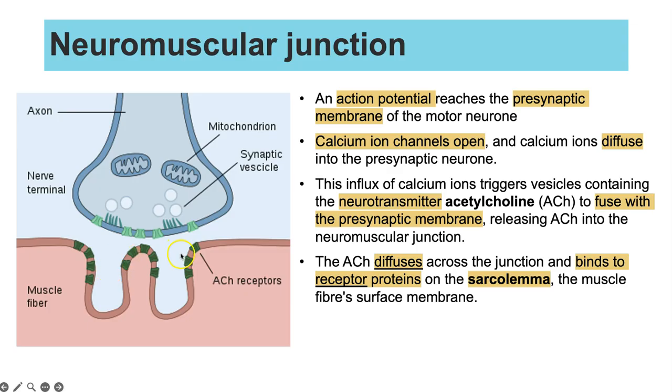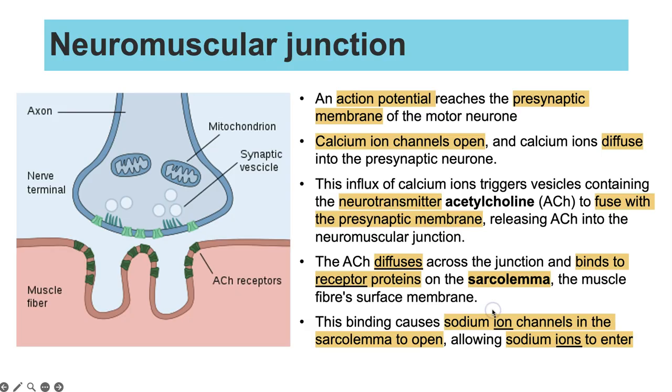Once it's diffused across, it then binds to receptor proteins on the sarcolemma. Now this bit is really specific, so you do have to say it binds to receptors, and then the place that it binds to is the receptors on the sarcolemma, which is basically the muscle fiber's surface membrane, which we can see here. But that's one part that students often don't say or they get wrong. So really make sure you're saying that it's binding to receptors that are found on the sarcolemma.